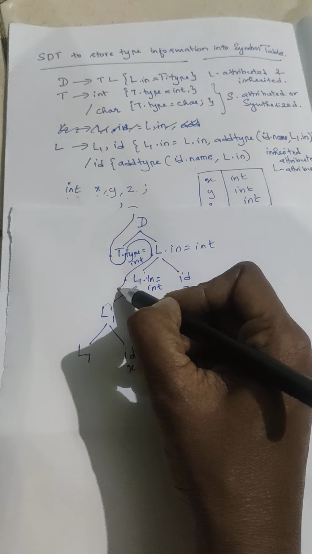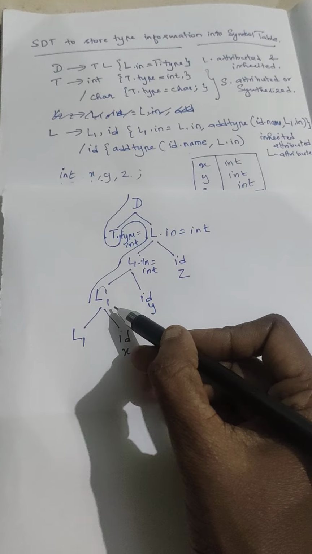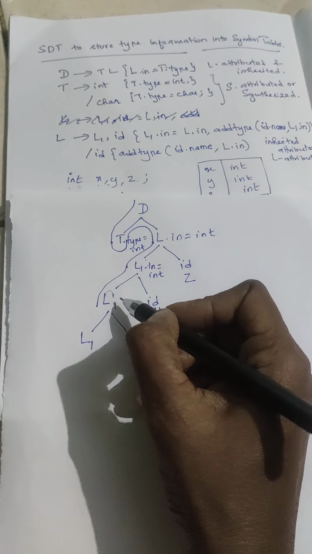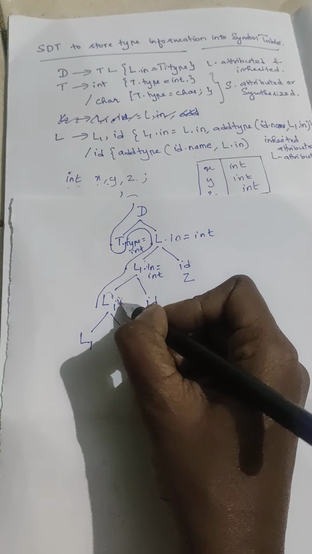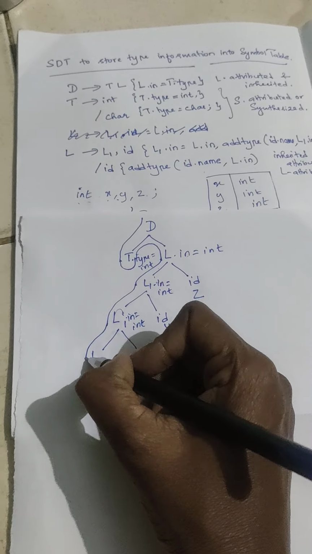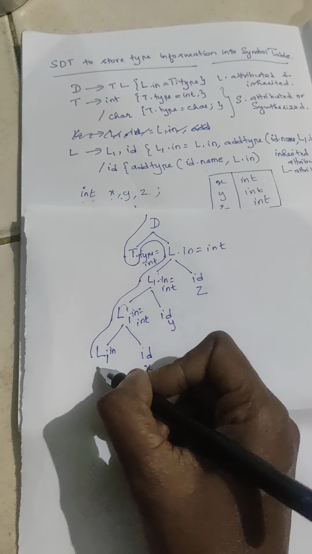So now you again come down. So this L1, this is also an inherited one. Take the value from its left hand side. So L1 dot in is equal to int. Similarly, this L1 also, L1 dot in is equal to int.